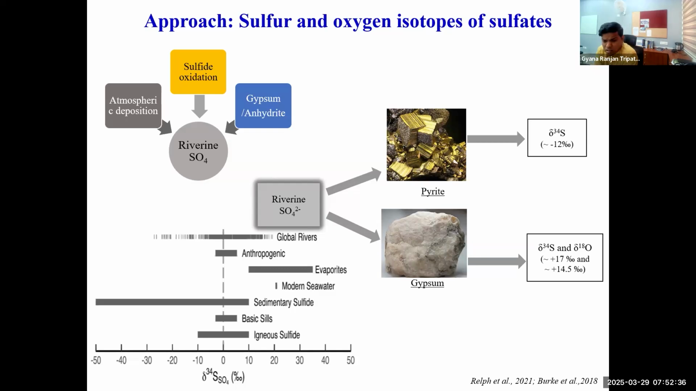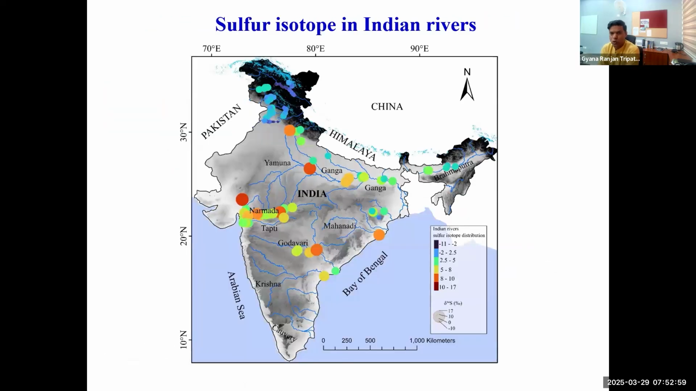So because sulfate will have both sulfur and oxygen, you can measure the delta 34S. At the same time, if you could measure the oxygen isotope of that sulfate, probably you can quantify it in a better way. So keeping this in mind, we wanted to quantify the pyrite oxidation for all Indian river basins. So there is a strong interest in my group to understand the pyrite oxidation by using sulfur isotope in Indian rivers. Some of those data I am showing here.